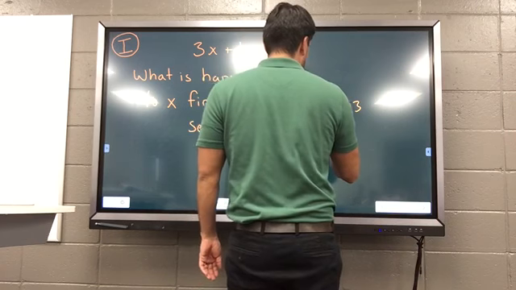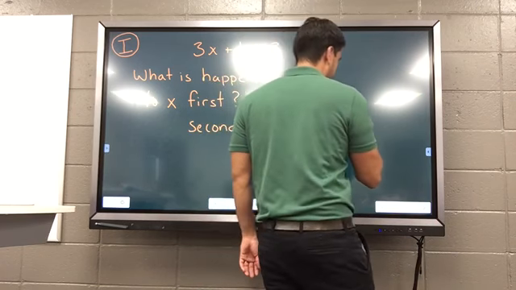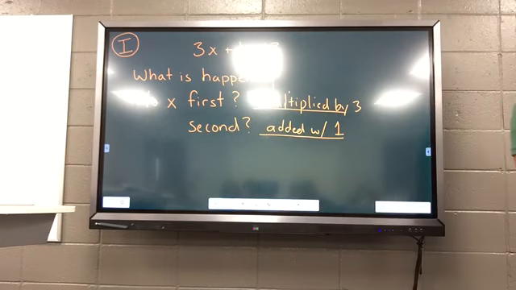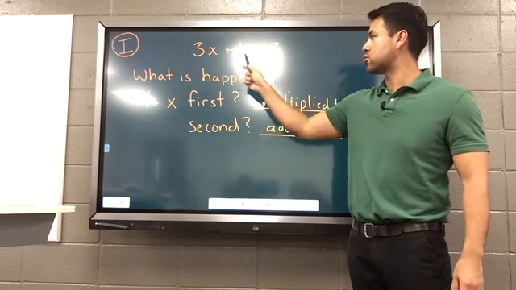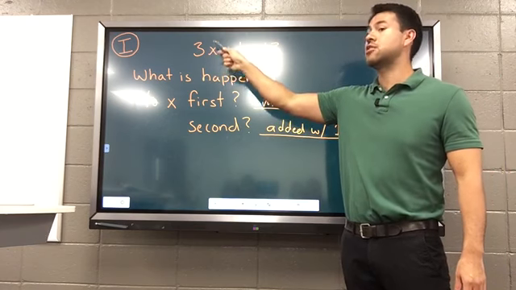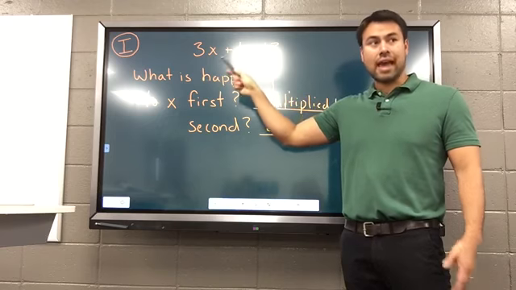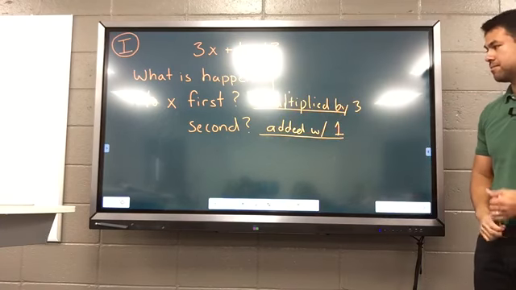Added with 1. Okay, added with 1. How many of you think you can do that? You can look at a 2-step equation and say, first it's being multiplied by 3, and then it's being added with 1. Now, how do I know first and second? Think order of operations, guys. What would you have to do first here? You'd have to multiply, then you'd have to add. So that's how I got first and second.